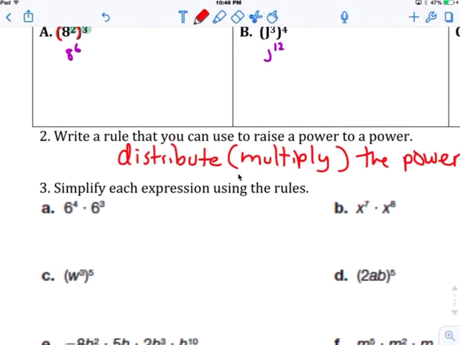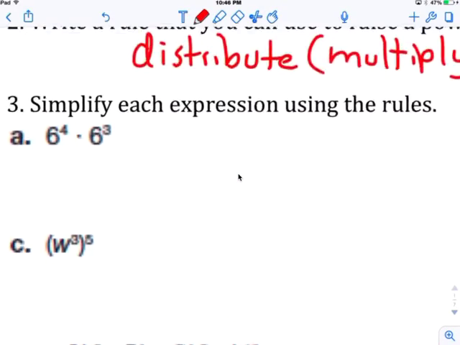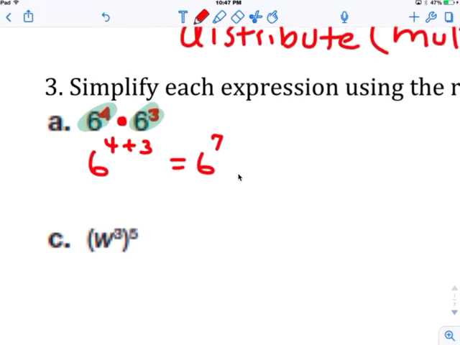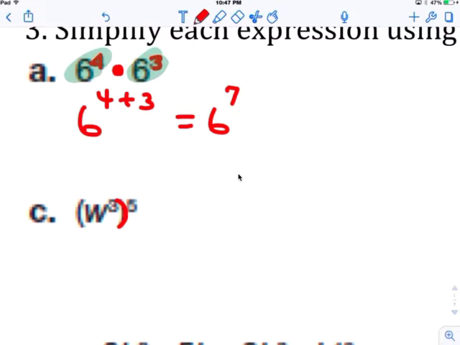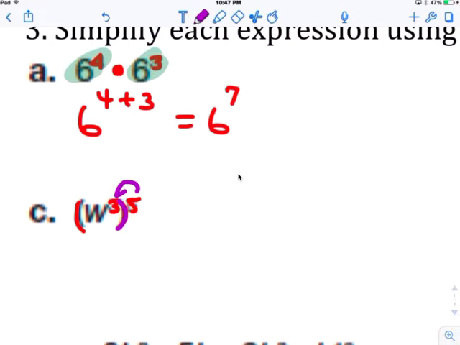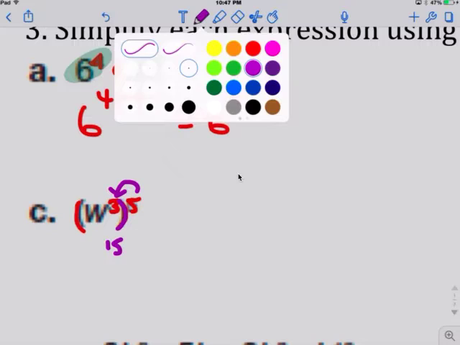Okay, so this one, remember, if it's just basic multiplying, there's no parentheses, you add the exponents. We're just going over the rules. So this is 6, 4 plus 3. There's 4 sixes here, 3 sixes here, there's 7 sixes all together, 6 to the 7th power. Now, when you have parentheses, like this is a 3 and this is a 5, by the way, you distribute. All parentheses, you distribute. Power to a power, you get 15. W to the 15th power.